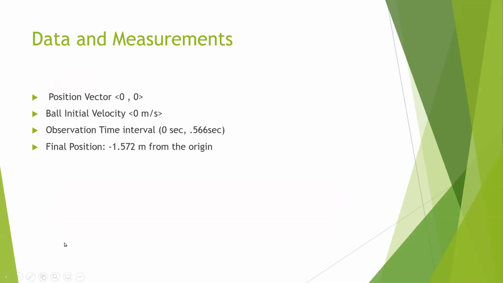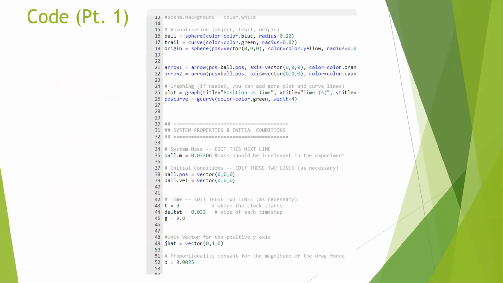So here are some of the data and measurements. The initial position vector and velocity vectors were both 0. The observational time interval was from 0 seconds to 0.566 seconds, and the object was dropped a total of 1.57 meters from the origin.